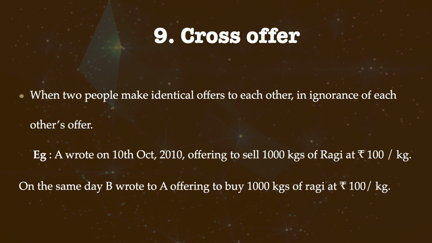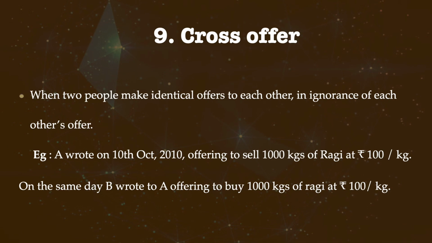Next up, cross offer. When two people make identical offers to each other in ignorance of each other's offer. I am sure you have come across this cross offer in essentials of a valid offer. One of the last points that we discussed is that for an offer to be a valid offer, it must not be a cross offer. You remember that point? So here we are going to learn what exactly is a cross offer.